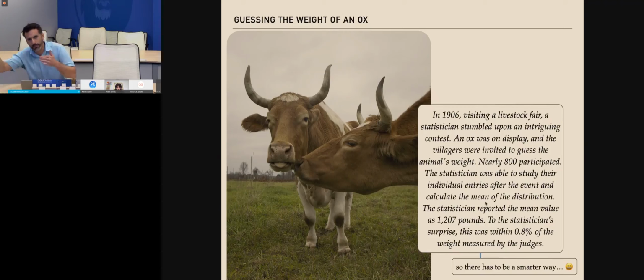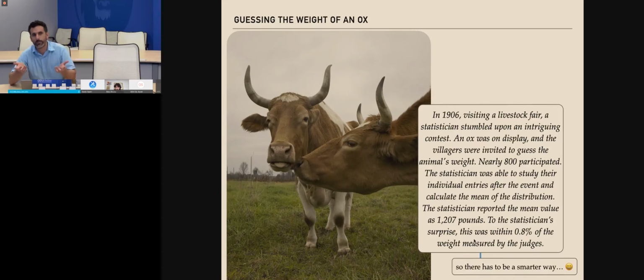So there was a random set of numbers. They're not random. They're distributed, and the statistician calculated the mean of the weight of the ox, as guessed by the people, which had no real information other than sight of the ox, and found that the weight was 1,207 pounds, which was within 1% of the ox's actual weight.